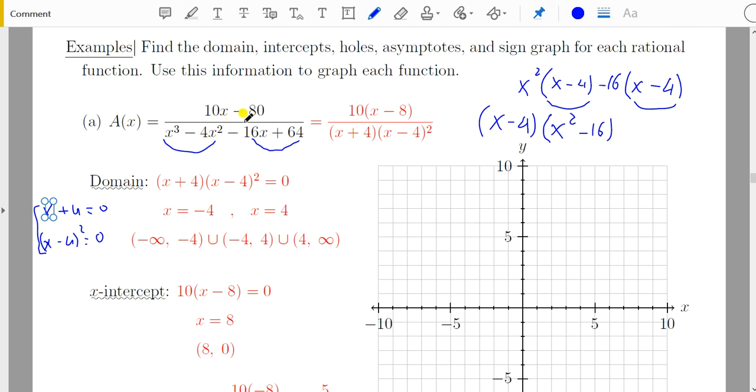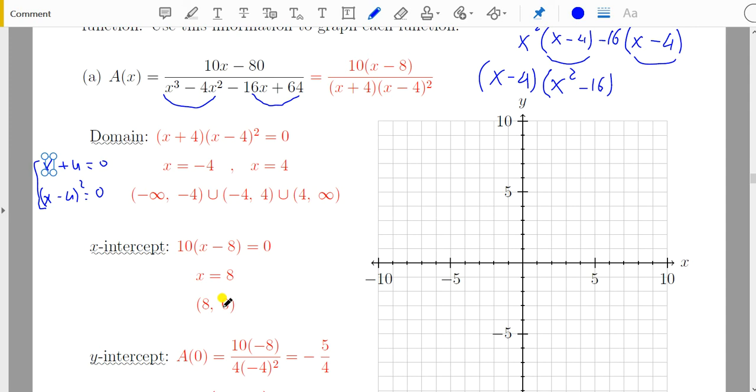So we set 10x minus 80 to become 0, which means x minus 8 equals 0, or plus 8 on both sides, you get x to be 8. So x is 8 and y is 0. This is the x-intercept.